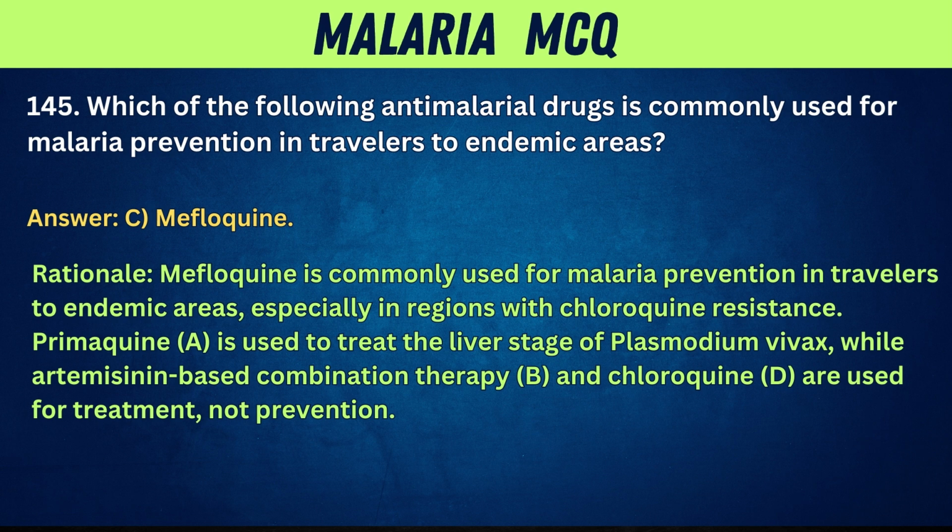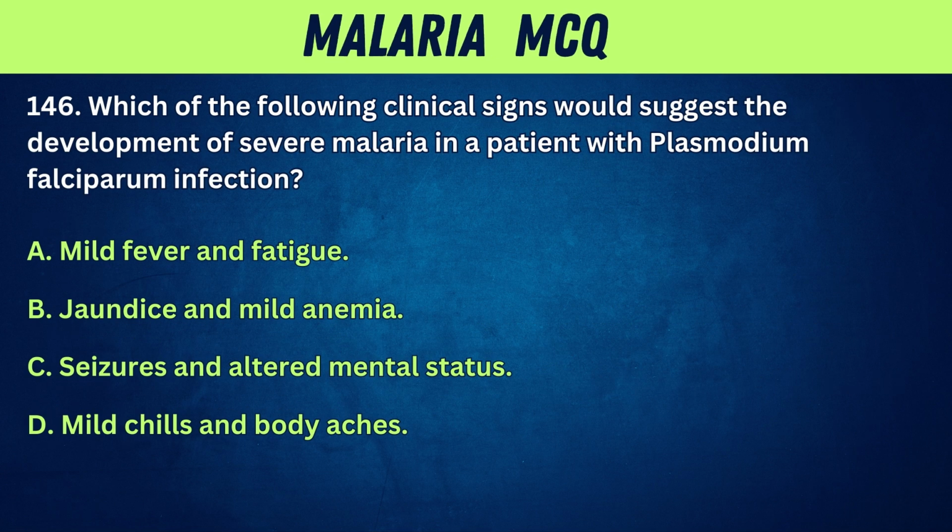C. Mefloquine. Rationale. Mefloquine is commonly used for malaria prevention in travelers to endemic areas, especially in regions with chloroquine resistance. Primaquine, A, is used to treat the liver stage of Plasmodium vivax, while artemisinin-based combination therapy, B, and chloroquine, D, are used for treatment, not prevention.